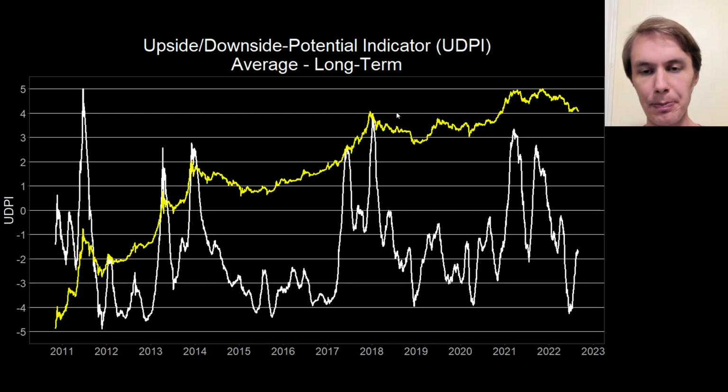So, for example, Bitcoin had its peak in 2017, right here, and its UDPI would have topped out up in this highest level of risk right about here. But a lot of altcoins didn't run until actually the beginning of 2018. So that's when you see this spike up here in the long-term UDPI showing up over on this side.